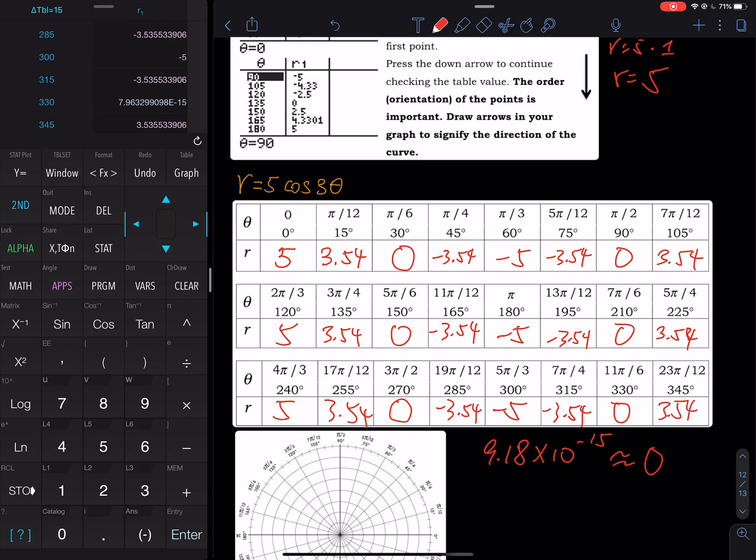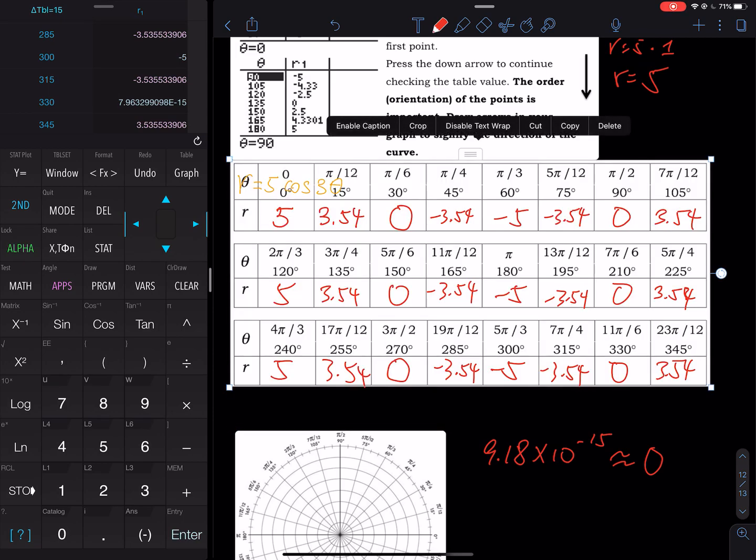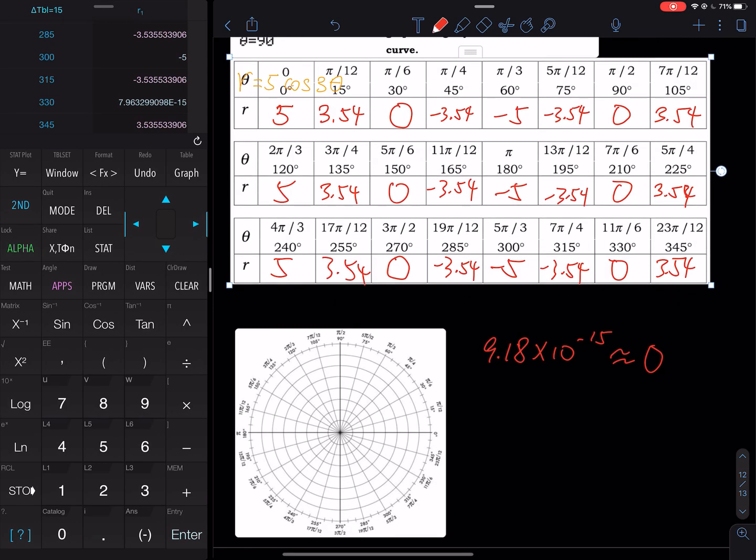Okay, and then I will graph every single point and then follow the orientation, so you will get the graph. All right, so let's, can we move the table up a little bit? Yep. And then this picture, I would like to make the picture bigger.